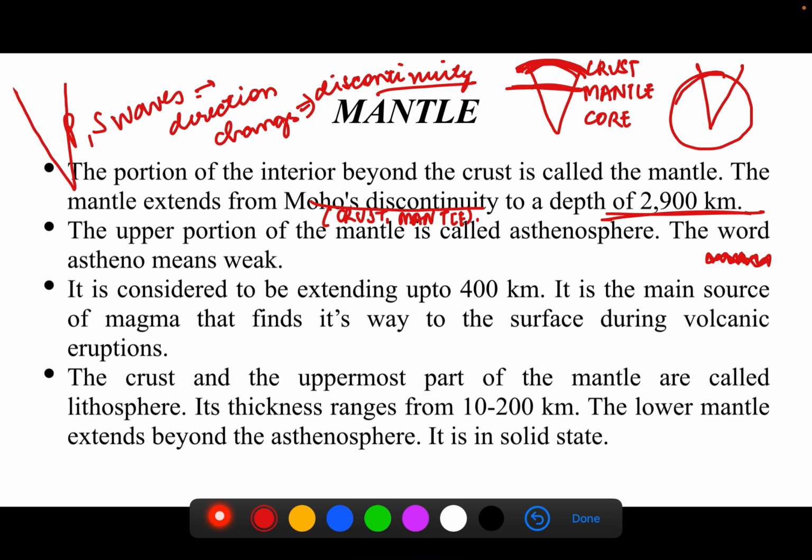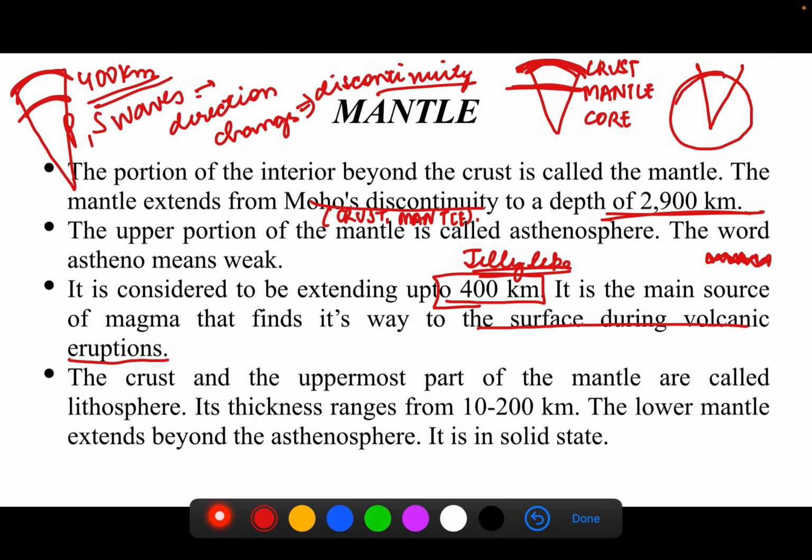So now think that this upper 400 kilometer part is called asthenosphere. It is like a weak or jelly-like structure. Just remember how jelly is: it is neither solid nor liquid. This is how asthenosphere is present. So it is considered to extend till 400 kilometers. It is the main source of magma that finds its way to the surface during volcanic eruption.